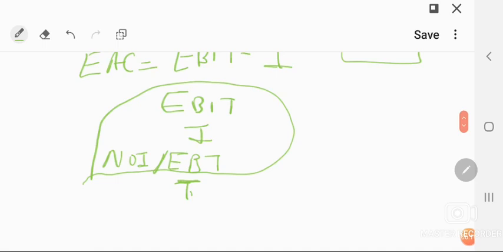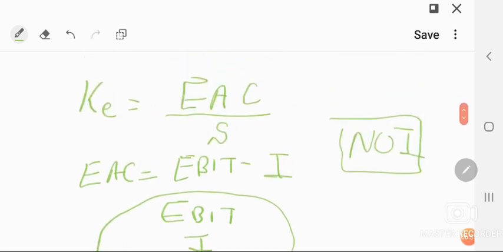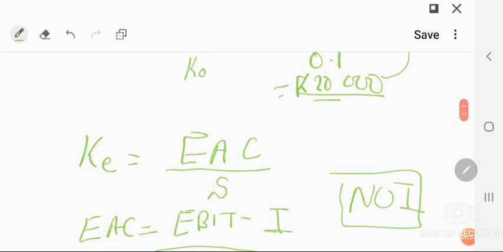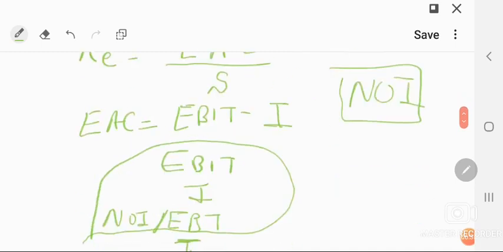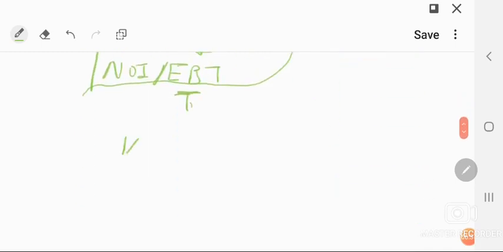Basically, net operating income, you should understand it as just an amount that comes before your taxes. So let's continue now. Let's also get the value for KE, so that we can observe that for sure KE does change. We said KE is equal to EAC over S. At this point, do we know EAC? Yes, it's EBIT minus I.